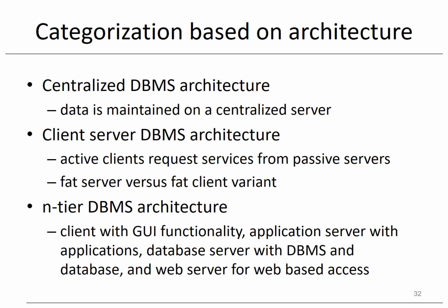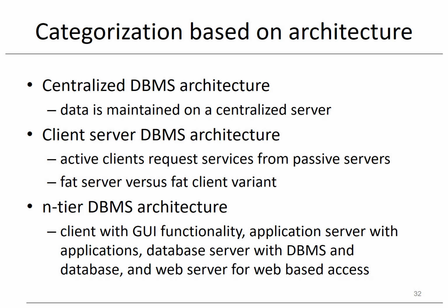In a client-server DBMS architecture, active clients request services from passive servers. A fat client variant stores more processing functionality on the client, whereas a fat server variant puts more on the server.